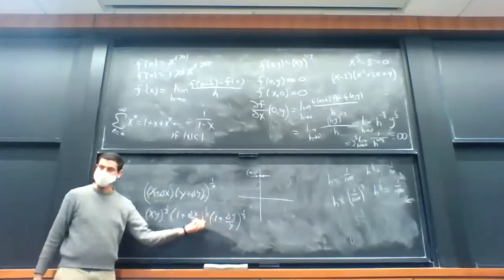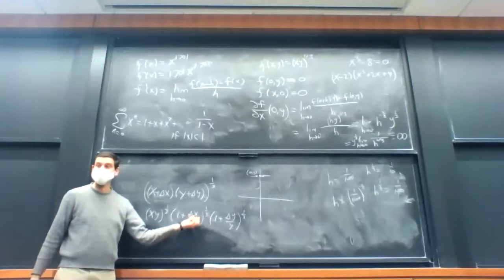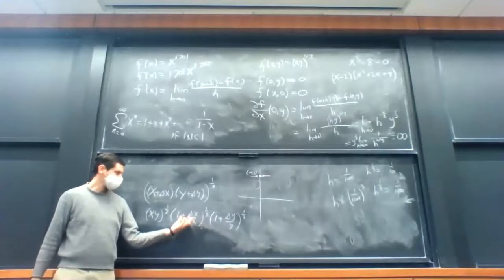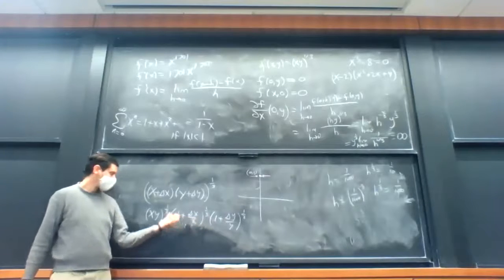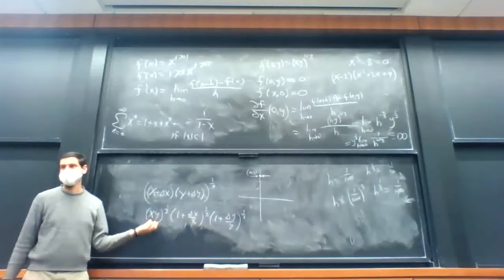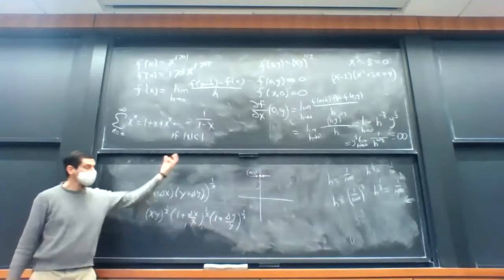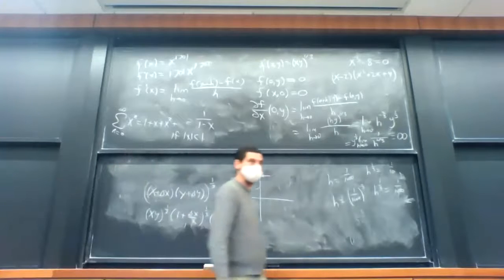So as long as x and y are not 0, as delta x gets really, really small, this is going to come very, very close to 1. I'm not really moving that far from (xy) to the 1/3. And if either x or y is 0, then it's much easier. So the original function is continuous.